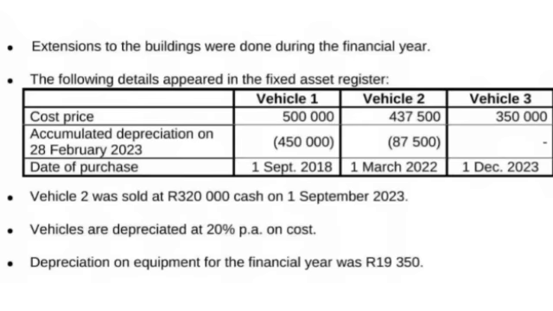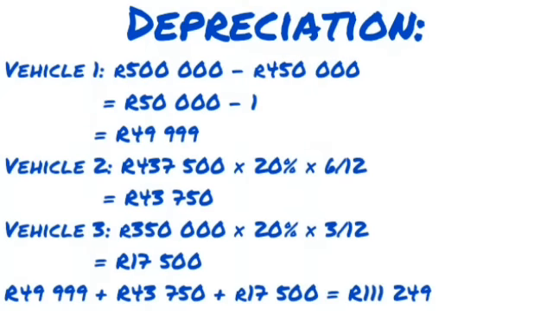Keep that date in mind. And then in the second bullet they tell us that vehicles are depreciated at 20% on cost. With vehicle 1, we are dealing with a fully depreciated vehicle, and how do you deal with it? You just take its cost, you minus its accumulated depreciation, and whatever amount you get, you minus from it 1 rand to say that the vehicle is fully depreciated, but it still physically exists. So you are leaving it the value of 1 rand. So for this one, its value that we can depreciate is 49,999 because we left 1 rand out of the 50,000.